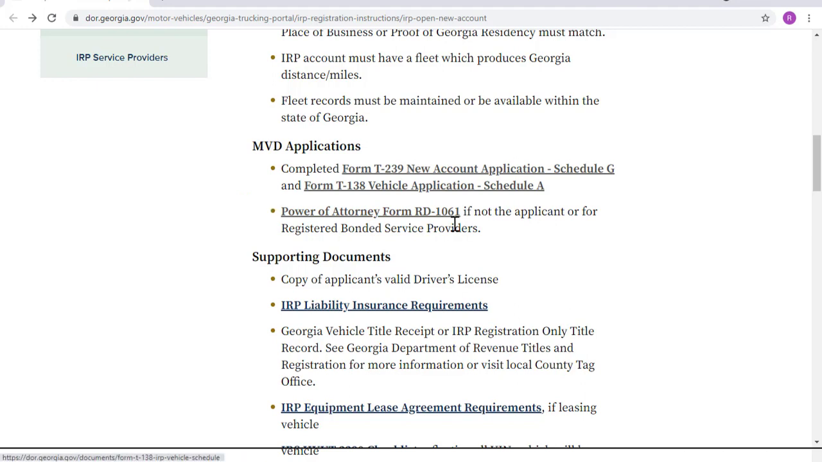That is one of the other forms in addition to those two forms here, Schedule G and Schedule A. You're going to submit a POA, and that stands for Power of Attorney, okay? And that's if you're not the applicant.